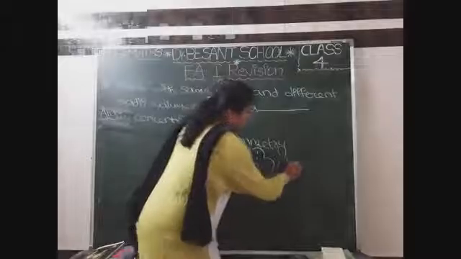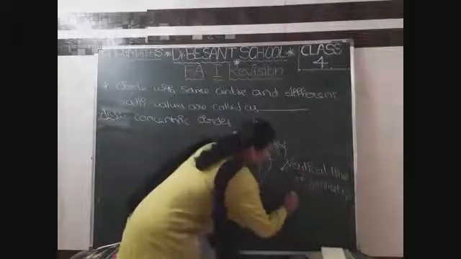Okay, now this tree has a vertical line of symmetry. Correct. This has a vertical line of symmetry. This tree has vertical line of symmetry. Good. Now coming to horizontal line of symmetry.